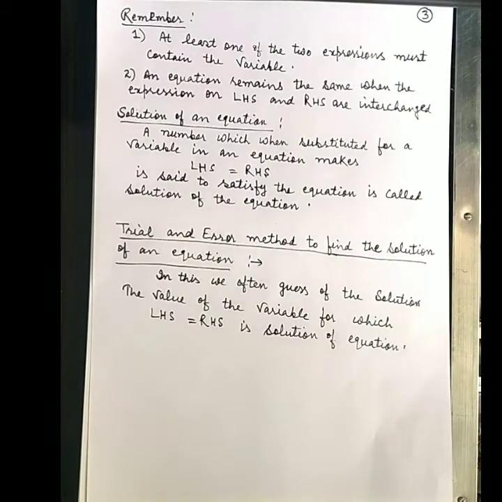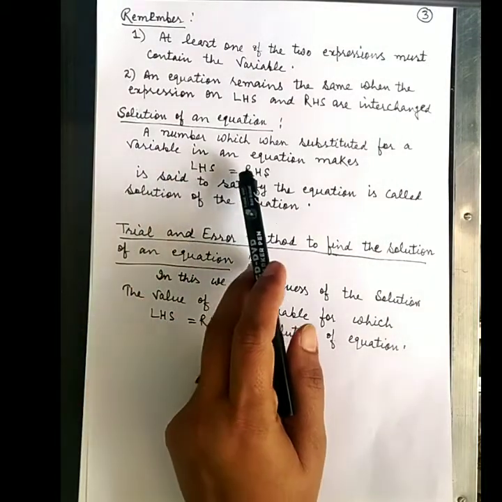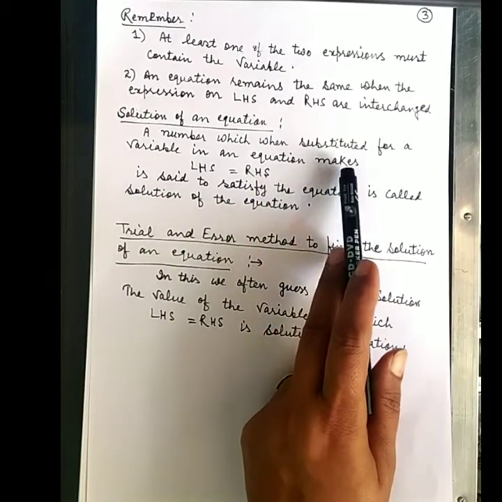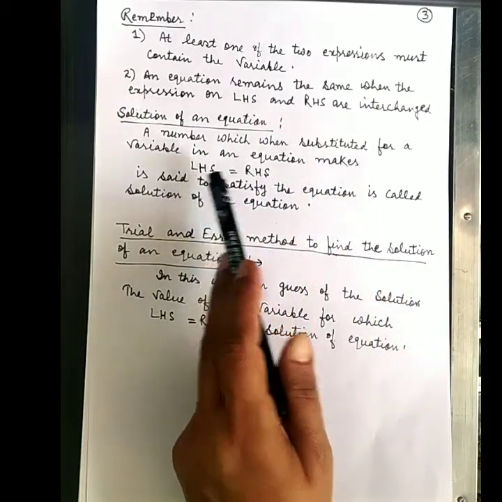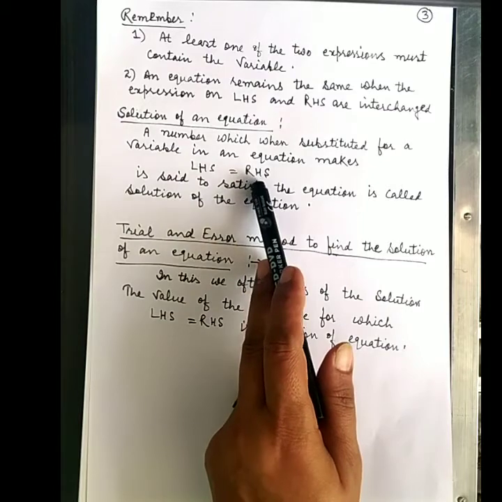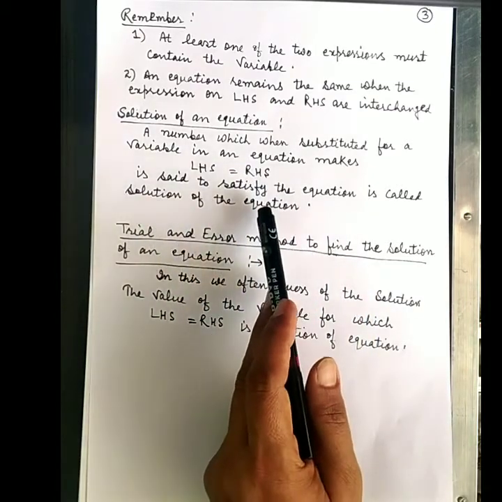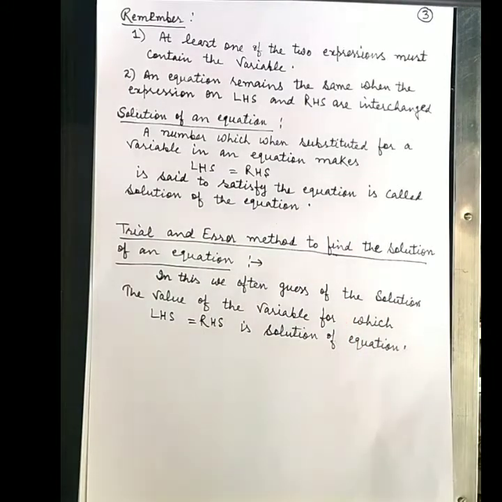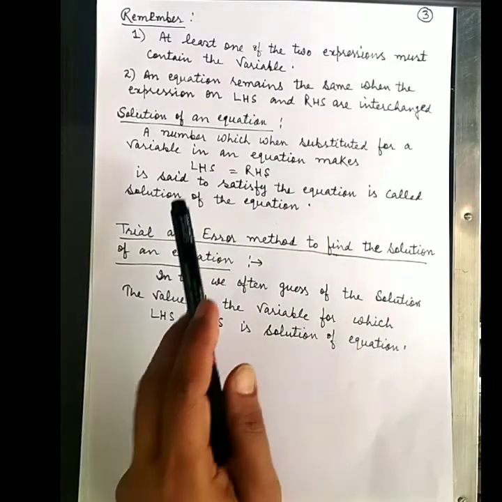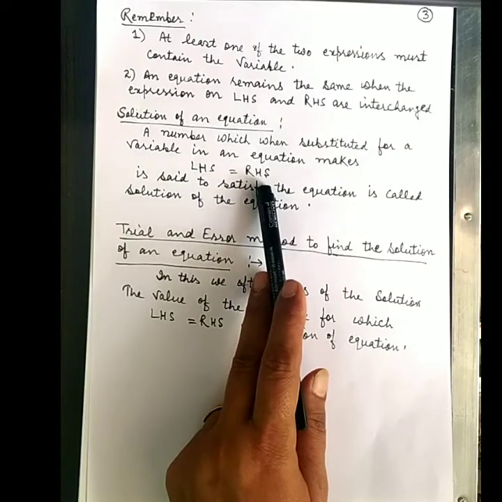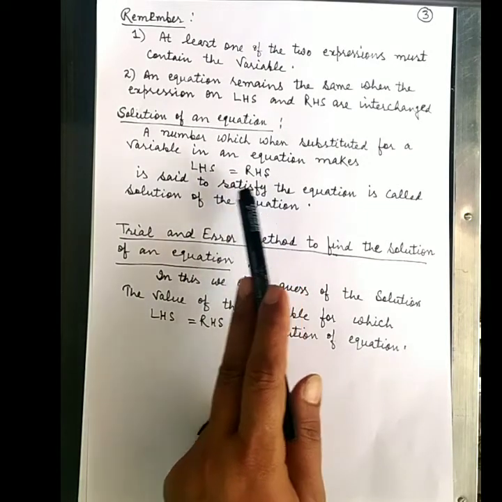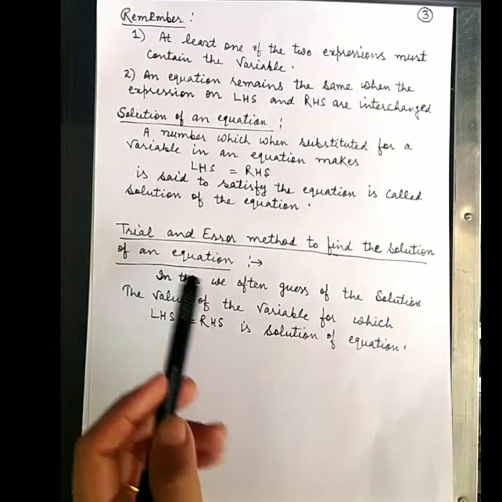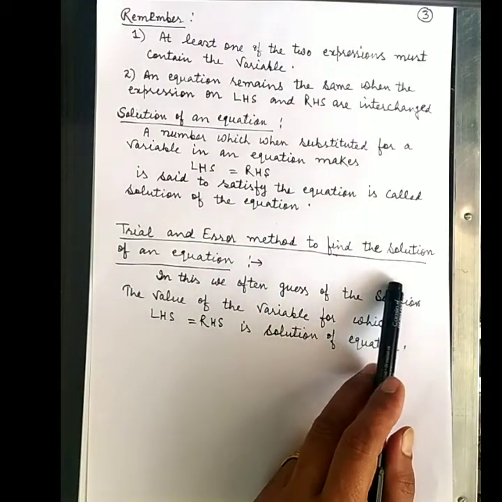Solution of an equation. A number which, when substituted for a variable in an equation, makes the left hand side and right hand side equal is said to satisfy the equation. That is called the solution of the equation. The value of the variable for which the left hand side is equal to the right hand side is called the solution of an equation. Next is the trial and error method to find the solution of an equation.